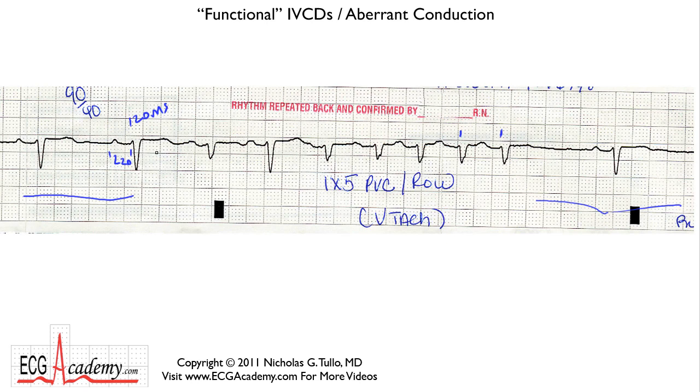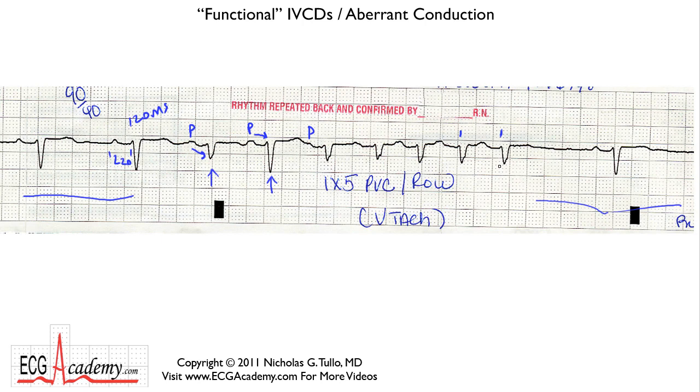Where are the P waves, though? If you scan across looking for bumps, here's a P that precedes this QRS complex. And then if you look across, here's the next P that seems to conduct to that. But why did this QRS change? Why did this QRS look a little bit different?